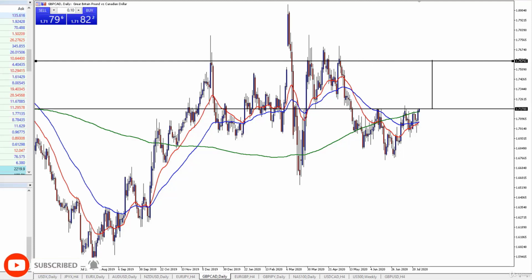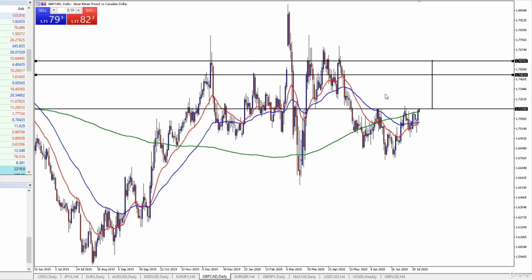So there could be a bit in the pound CAD. Zones to watch would be also this area here. So pound CAD, one to watch. Definitely worthwhile putting on your alert list, and I wish everybody the best of luck this week, and we'll see you in the Discord community later on.